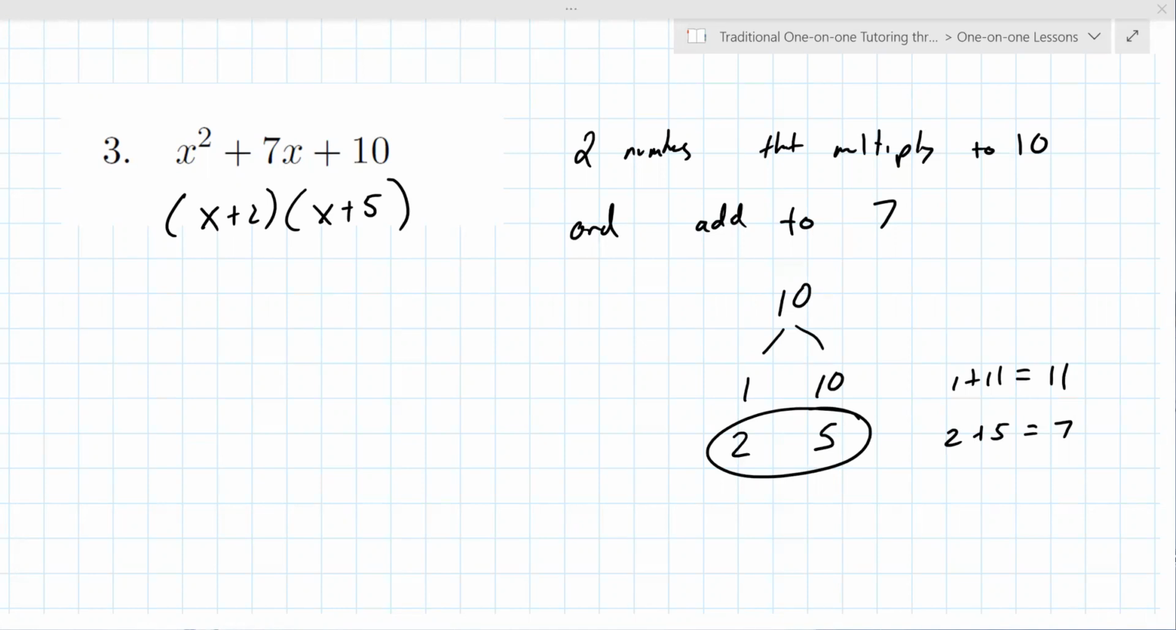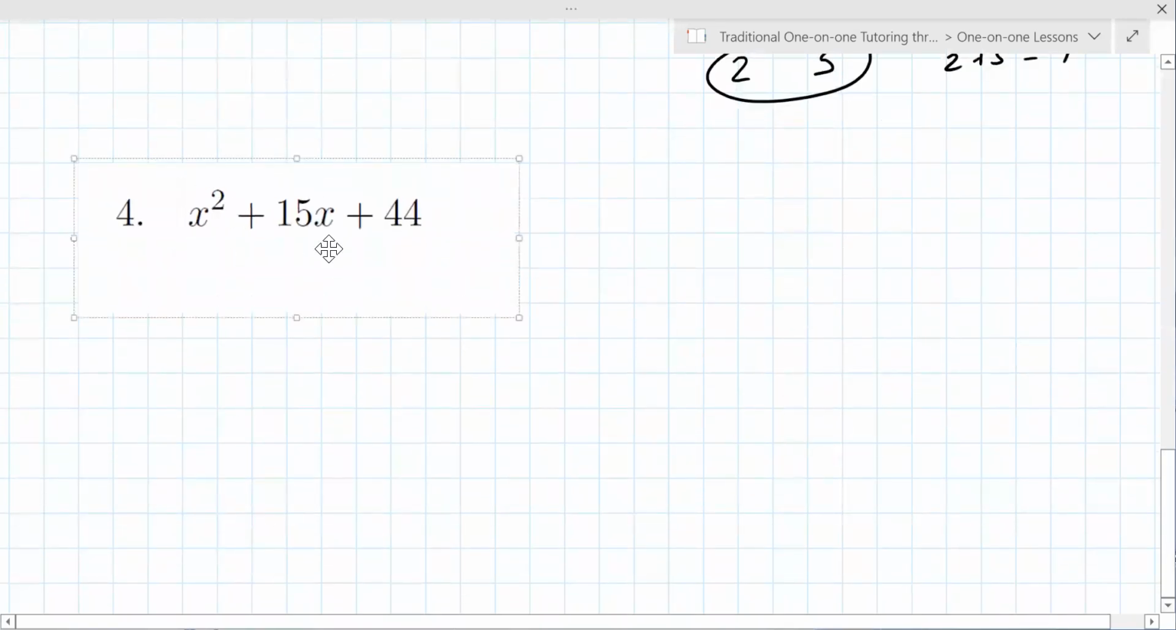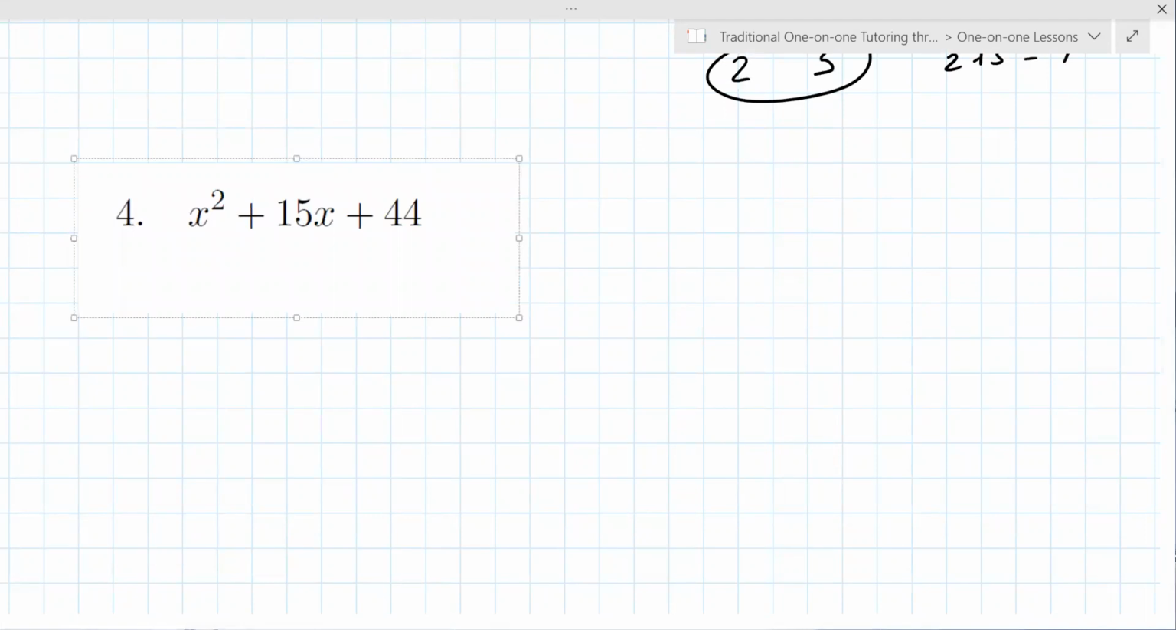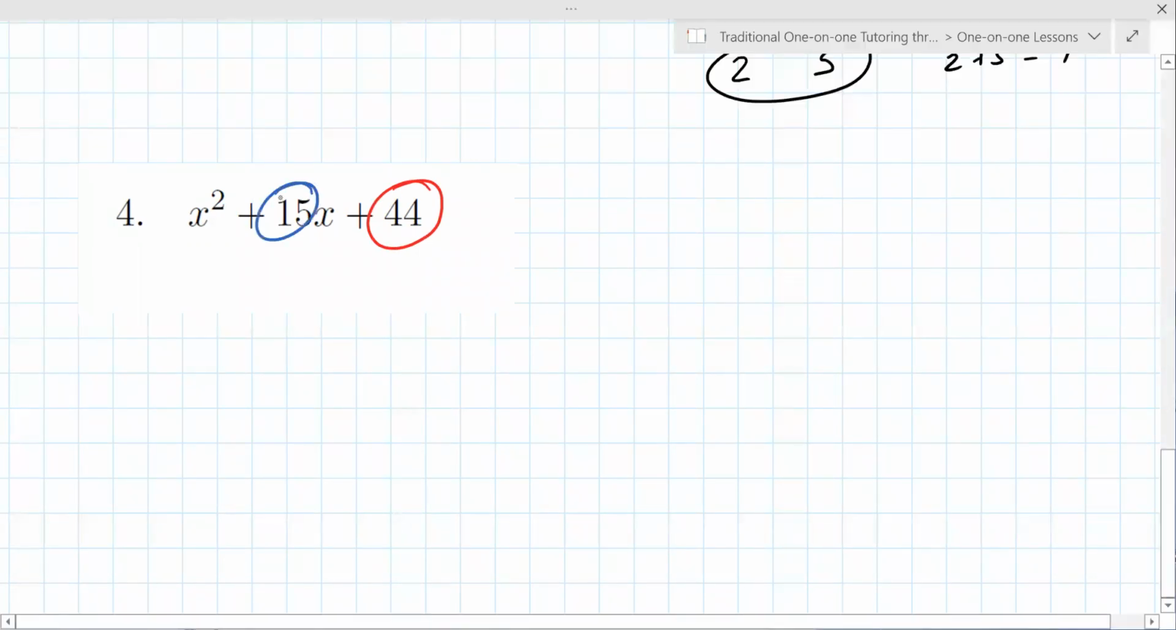All right, so let me give you another problem here, a slightly more difficult one to think about. Same game though, same game. You've got to find two numbers that multiply to 44, but add up to 15.